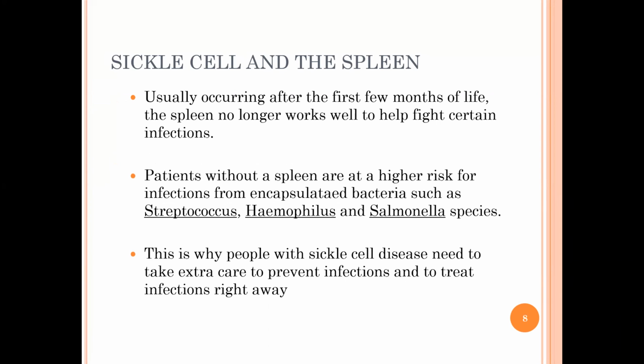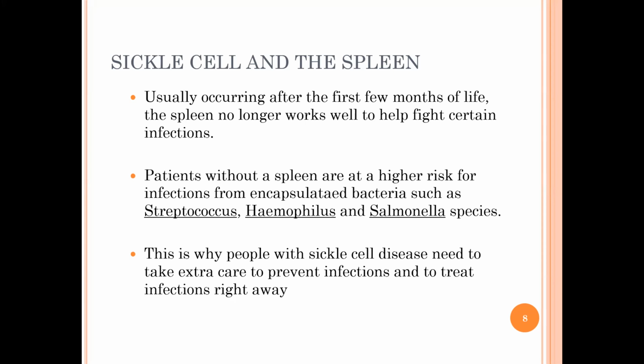This usually occurs after the first few months of life for some sickle cell patients. So it means that these patients are at higher risk of infections, especially from encapsulated bacteria like Streptococcus, which causes pneumonia, Haemophilus, which causes some meningitis, and Salmonella.